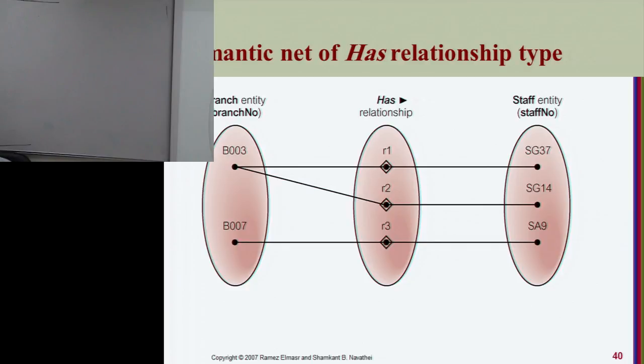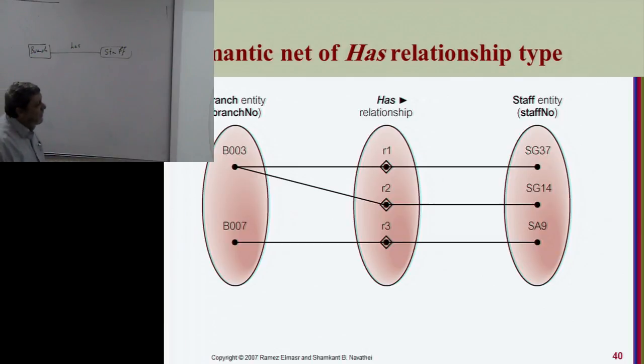Let me draw a picture. Let me draw here. This is branch. Let me use the same direction as this. So we have branch here. We have staff. And they are related through a relation called "has". This diagram here to the left is called the ERD. This is an ERD. It talks about types. This type is related to that type with this relationship.